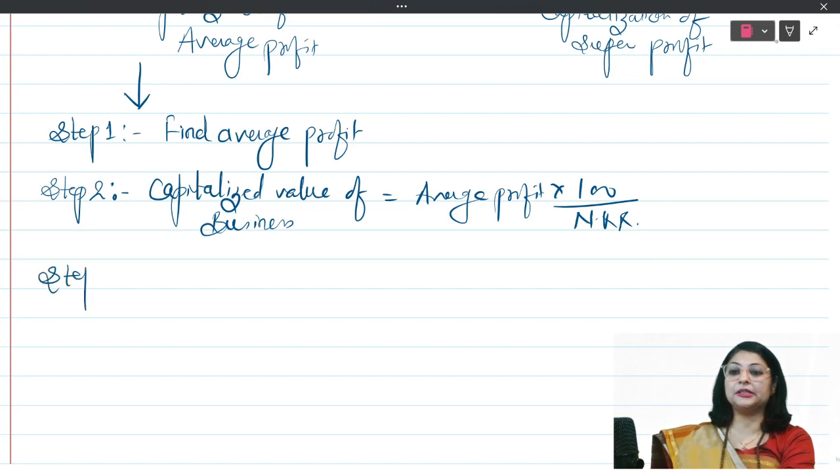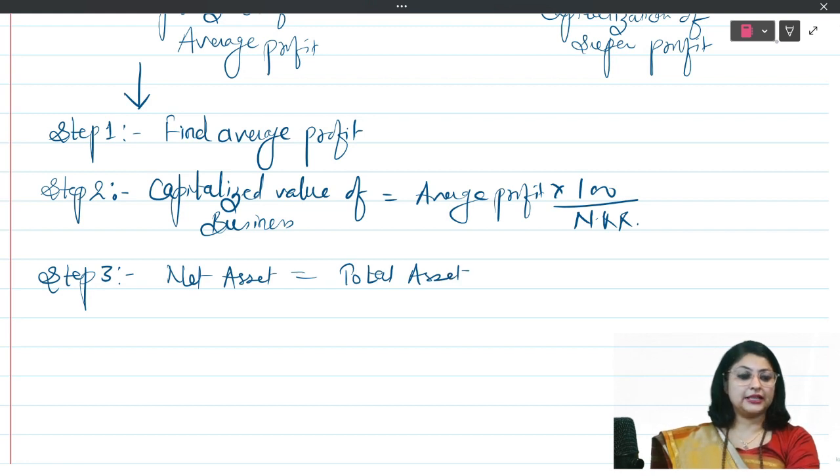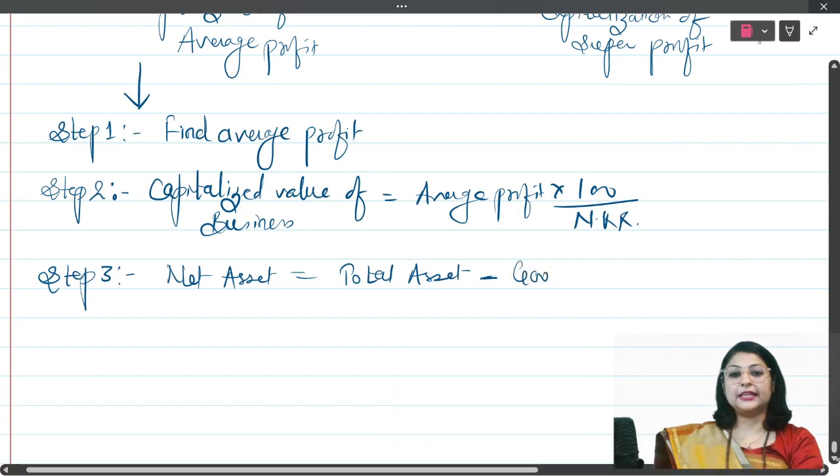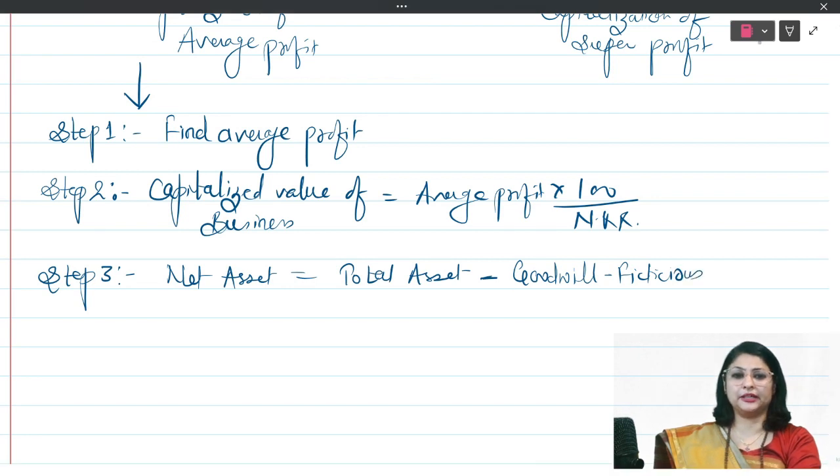Then step number three will be followed. Step number three is finding out the net asset. It is quite similar to the capital employed that we did in the super profit method. Here we take all the total assets of the firm, and from these total assets we deduct any existing goodwill, as well as any fictitious assets. So till here we have finished three steps, but we haven't found goodwill yet.